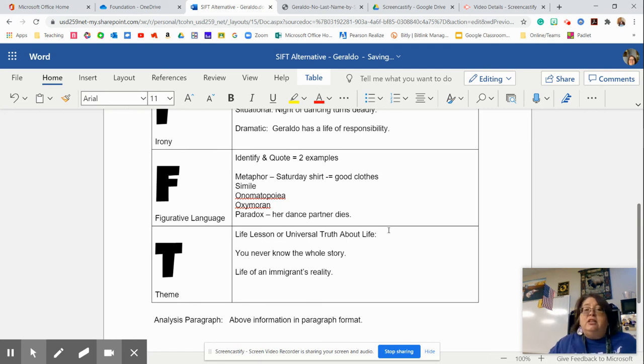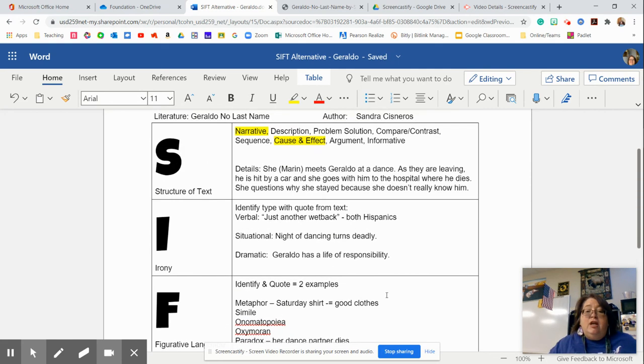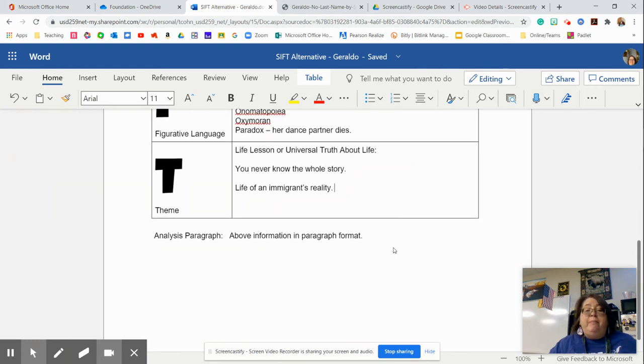And once again, just like SIFT, just like SOAPSTone, you would take everything that you had done up in here in the chart and turn it into a paragraph. So put it into sentence format and write an analysis paragraph about the short story.